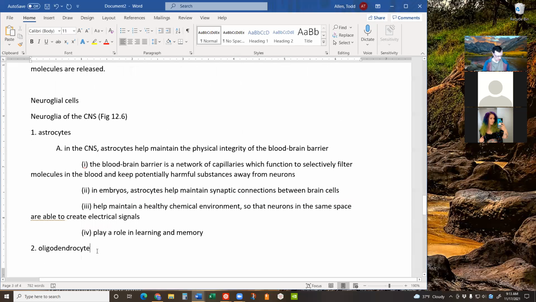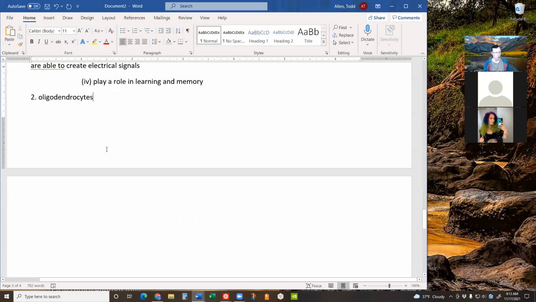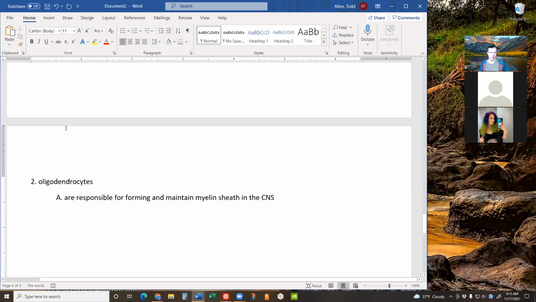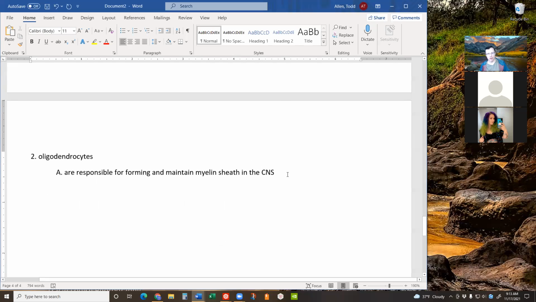Oligodendrocytes. Okay. And I'll just mention one thing here. They are responsible for forming and maintaining myelin sheath in the central nervous system. Okay. And of course, one very reasonable question will be, well, what's the function of the myelin sheath? We're going to get there, folks. Okay. I'll say one thing. Myelin sheath has this uncanny ability to actually accelerate the transmission speed of electrical signals. We'll describe how that functions a little bit later on.